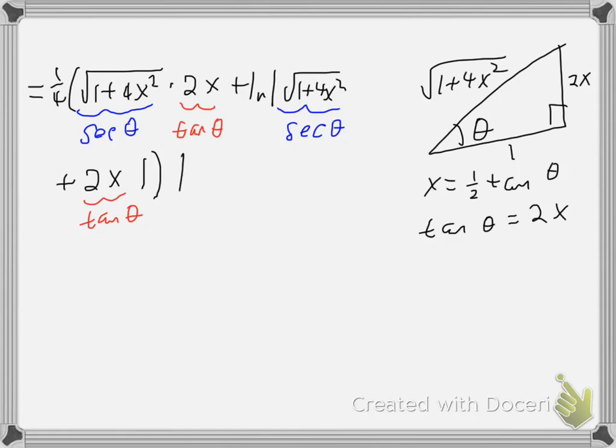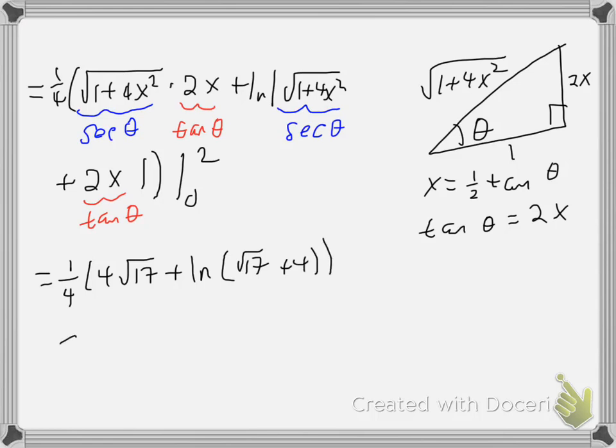And now I'm going to evaluate this thing between 0 and 2. So I'm going to end up with 1/4 times 2 square root of 17 plus the natural log of square root of 17 plus 4, which, of course, is approximately equal to 4.65, which was the arc length that we found when we first learned about arc length.